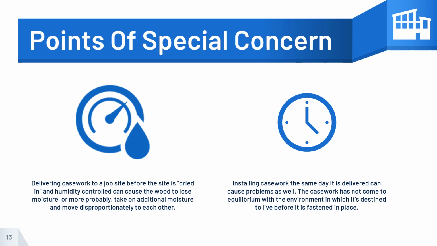Delivering casework to a job site before the site is dried in and humidity controlled can cause the wood to lose moisture, or more probably, take on additional moisture, and move disproportionately to each other. Installing casework the same day it is delivered can cause problems as well. The casework has not come to equilibrium with the environment in which it's destined to live before it is fastened in place.